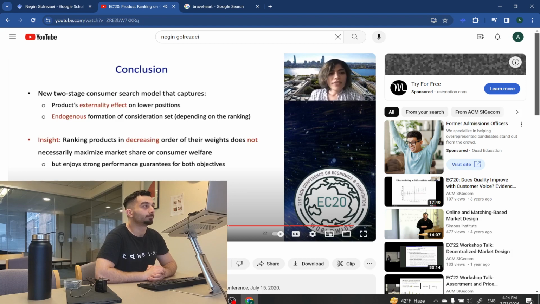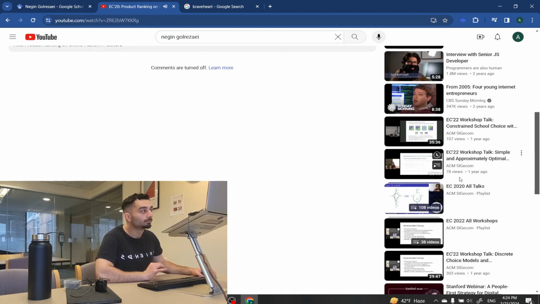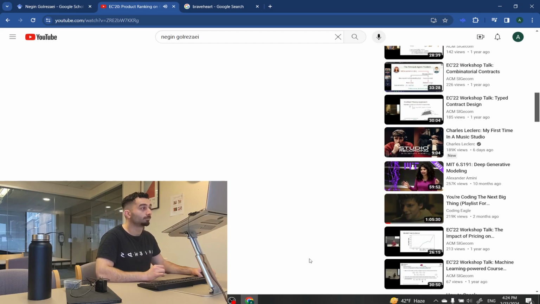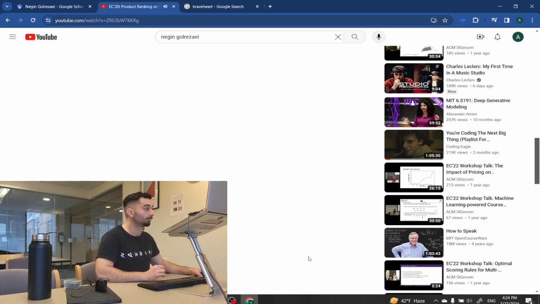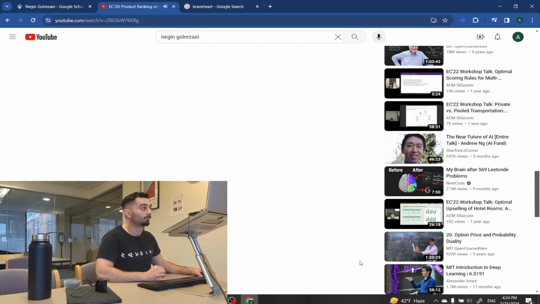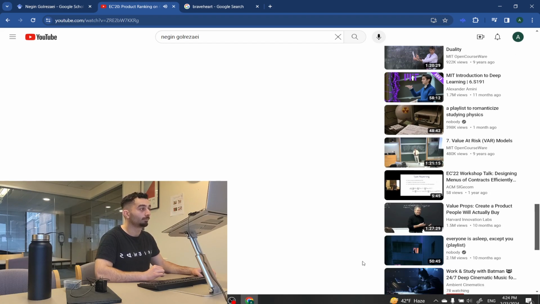To conclude, we designed a new two-stage consumer search model that captures the product externality on lower positions. We show that under our two-stage search model, the formation of the consideration set is endogenous. If consumers see better products, they are going to stop their search earlier on. The main insight here is that even if the platform wants to maximize its market share or its consumers' welfare, ranking products in decreasing order of their weight is not going to be optimal. But nonetheless, this greedy algorithm and ranking has a good performance guarantee. And we also design an approximately optimal algorithm for both objectives, market share maximization and consumer welfare.